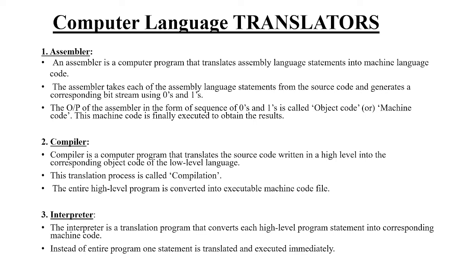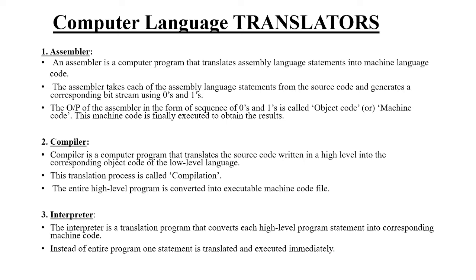Say for example, if there is a code which contains 5 lines, the interpreter is going to take the first line from the source code, translate that first statement, and it is going to execute immediately. After completion of the first statement execution only, then it takes the second statement, translates it into a machine language, and then executes it immediately. After the execution is completed, then only it takes the third statement. This is how the interpreter is going to work.